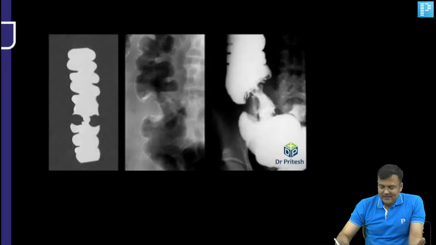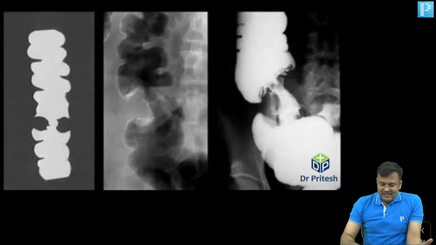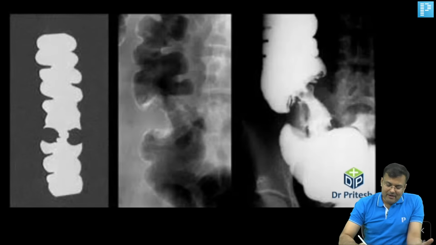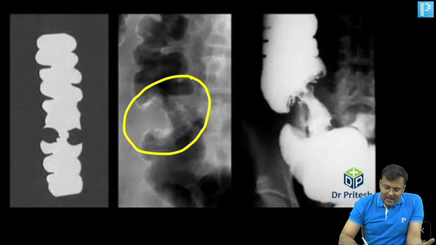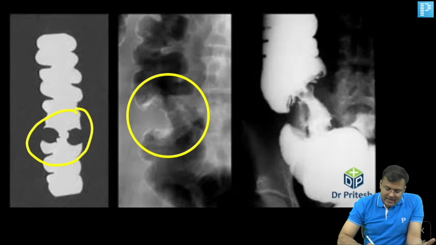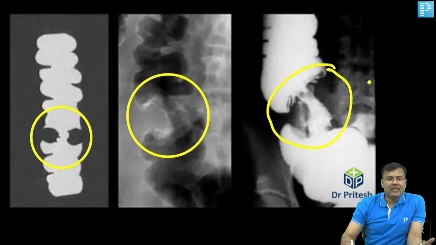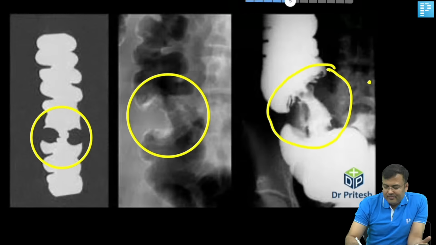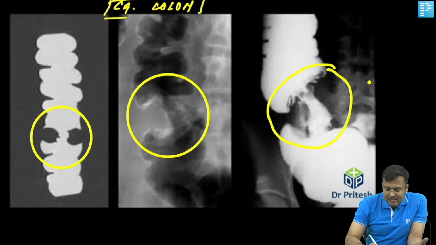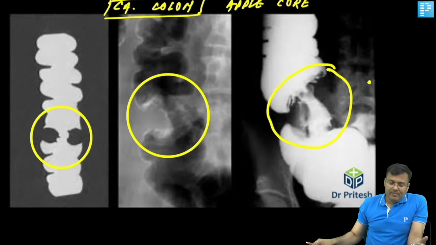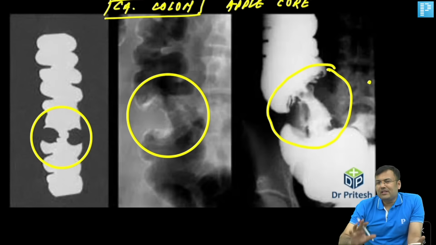Okay. Next, we already discussed this is barium enema, and on this barium enema it is looking like an apple core. On barium enema, it is seen in which malignancy? Tell me. This is apple core. Carcinoma colon. Everybody is correct. This is carcinoma colon, and this is apple core appearance. Clear? It is seen in carcinoma colon on barium enema.